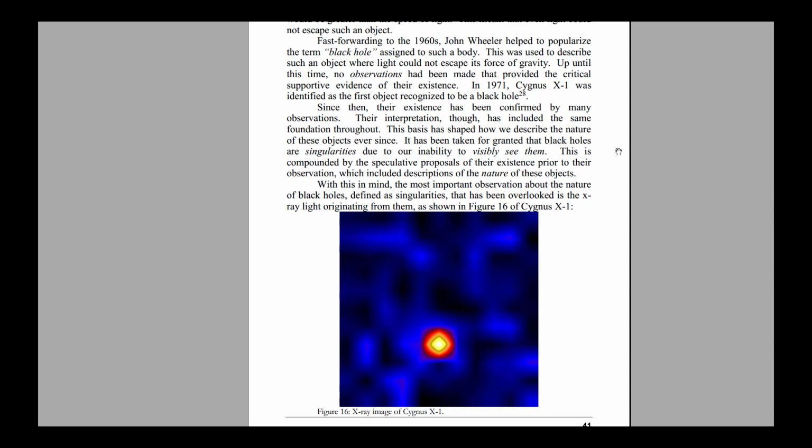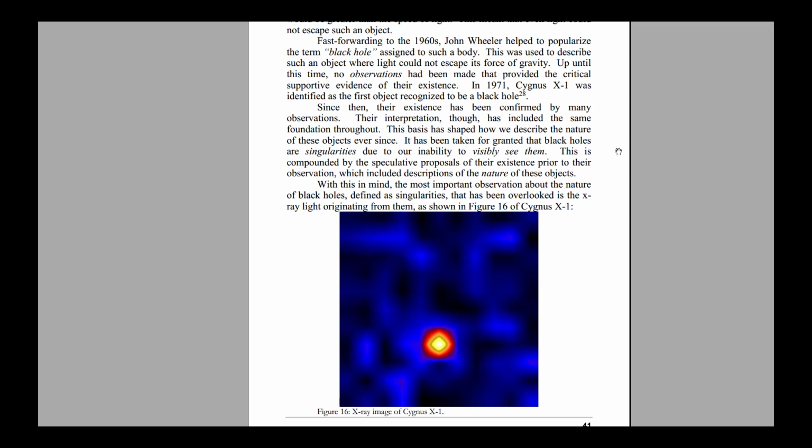In 1971, Cygnus X-1 was identified as the first object recognized to be a black hole. Since then, their existence has been confirmed by many observations. Their interpretation, though, has included the same foundation throughout. This basis has shaped how we describe the nature of these objects ever since.